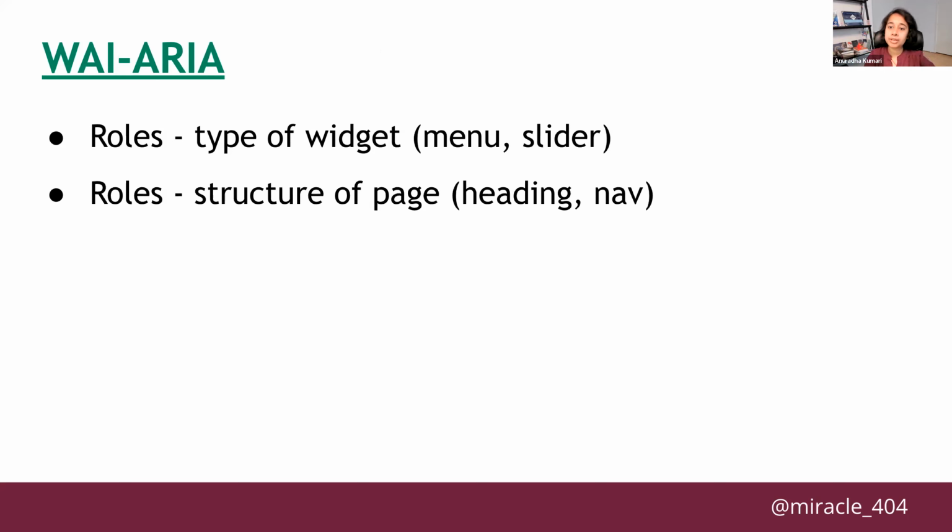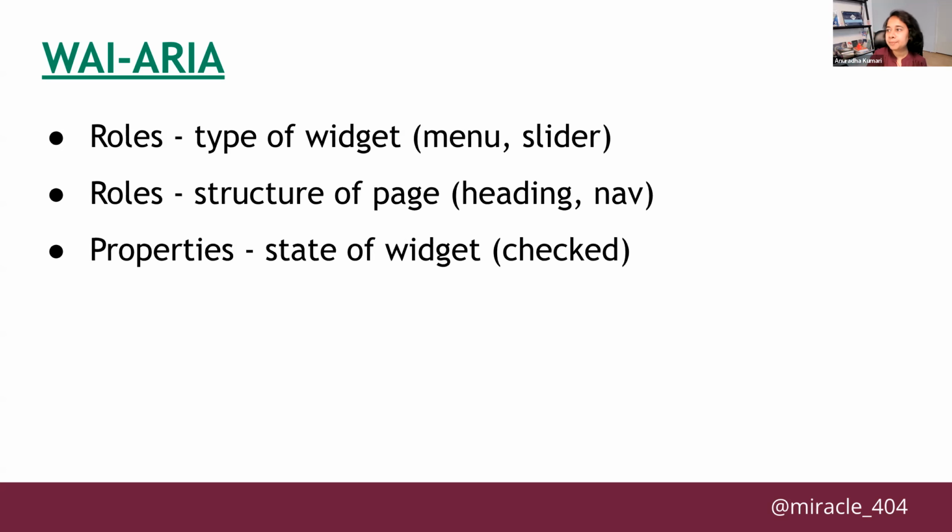And then we can also use role to say the structure of the page. For example, if we are just using a div, we need to say role equal to heading to say that, okay, this is a heading, and so on. Although it's good to use semantic HTML, these are just examples to show the different things we can use in ARIA. And then we can also set some properties. For example, if we are creating a widget which can be checked or unchecked, then there could be an aria-checked property on it. If it's true, it says that, okay, this is checked right now, and so on.